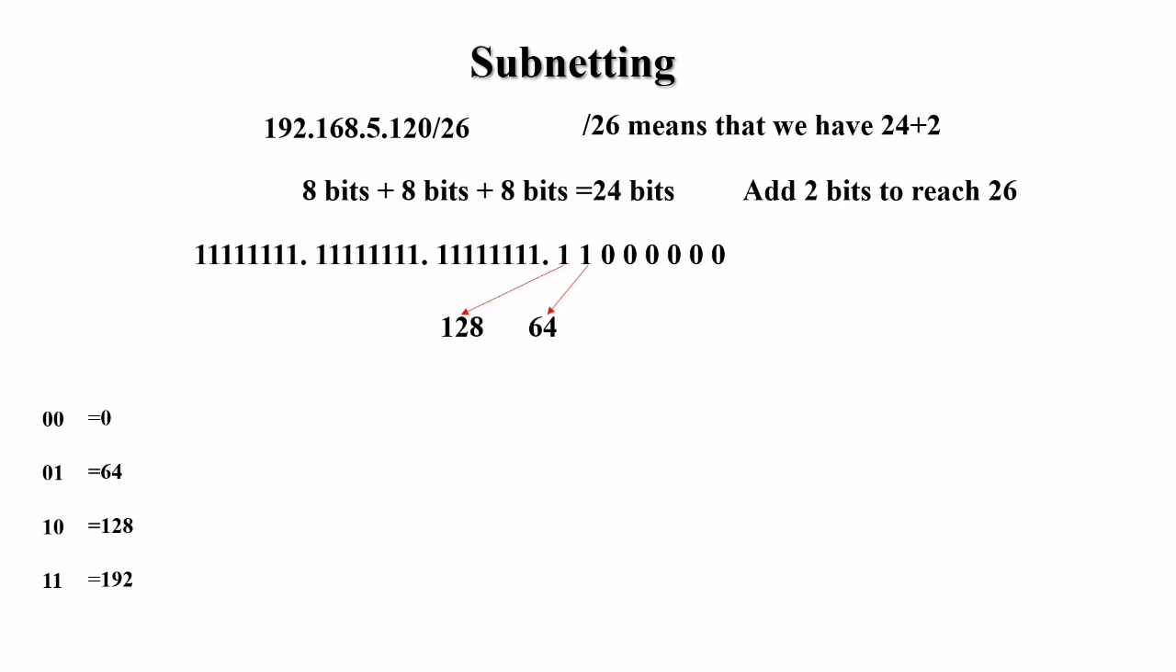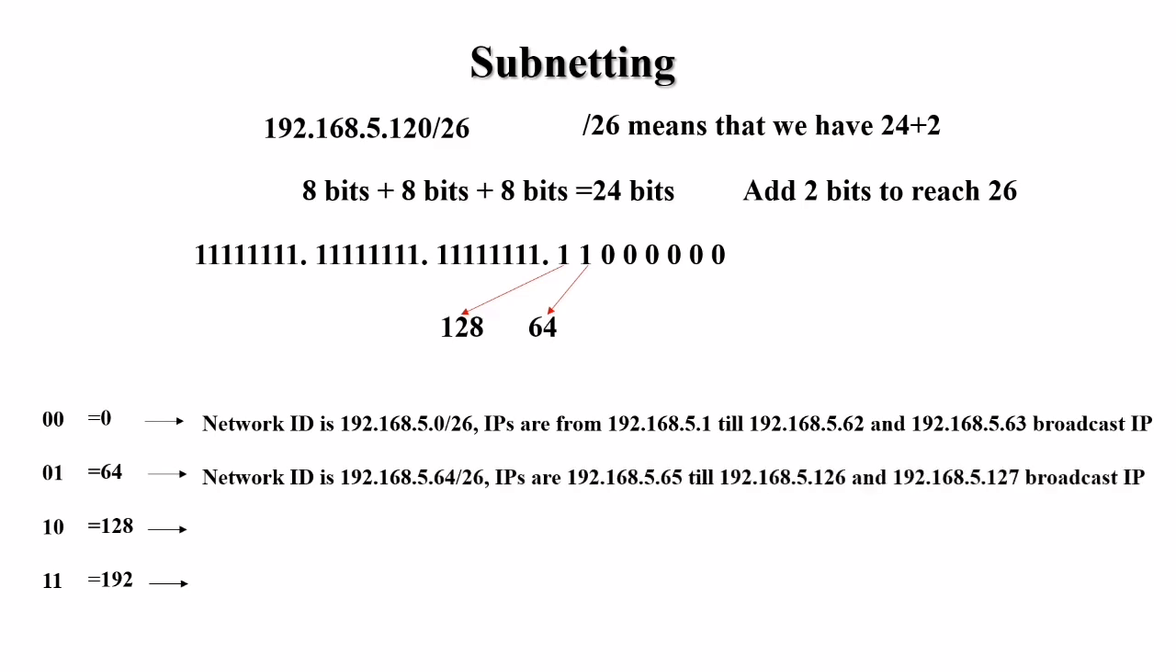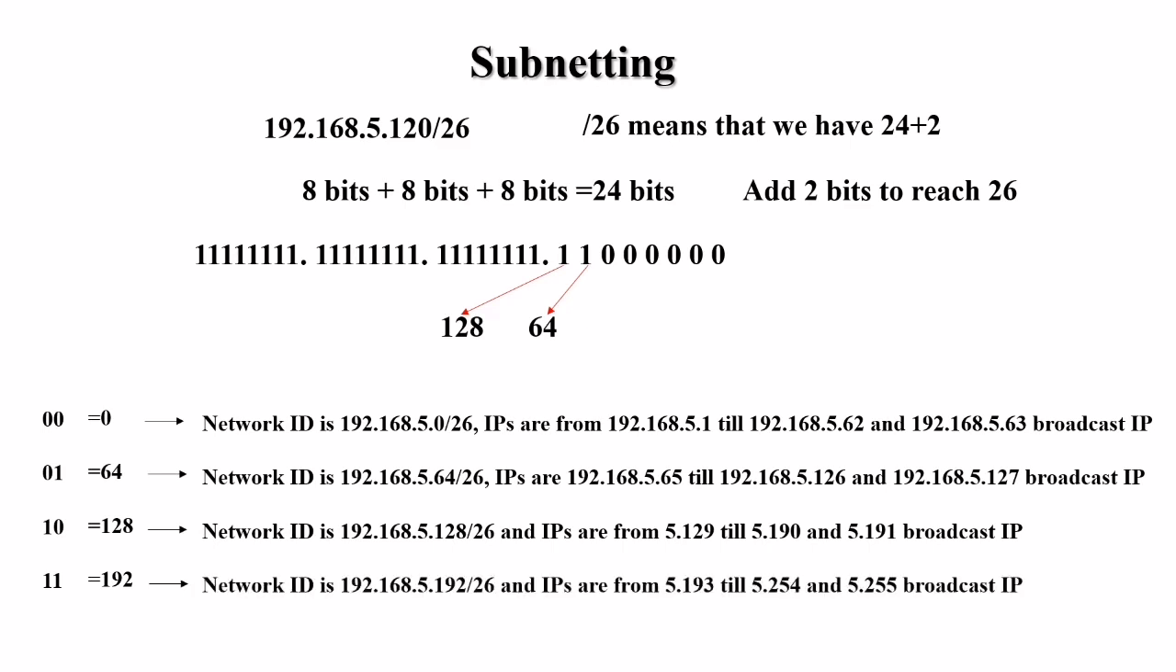So the first network ID will be 5.0, and the first IP will be 5.1, and the last IP will be 5.62, and the broadcast is 5.63. And we will continue with the rest of the network IDs from the 64 and 128 and 192. As we said before, we will add 1 to each ID, and then we will continue with the rest of the IPs till we reach the following number minus 2, which will be the last IP address.